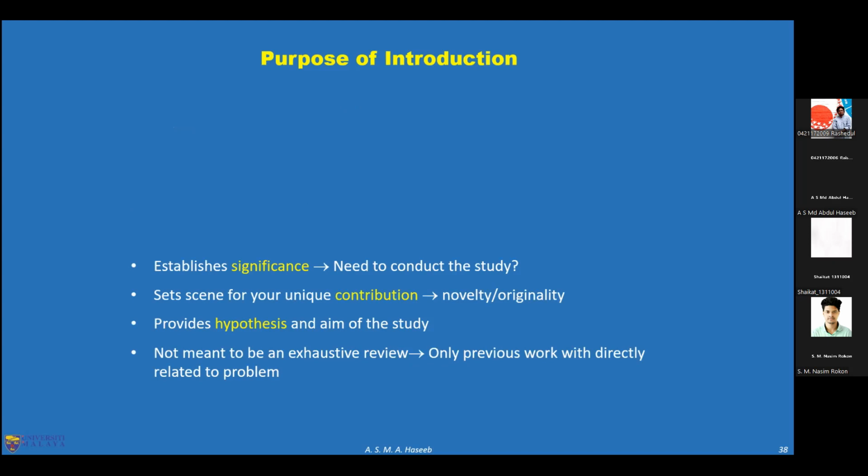Then we have to give what our paper is contributing, what is the new thing it is coming up with, and what is the aim of the paper, what is the hypothesis that we are assuming to be true, and then define our problem. So these are the sort of information that we have to include in the introduction in a logical manner so that it's easy for the readers to read.